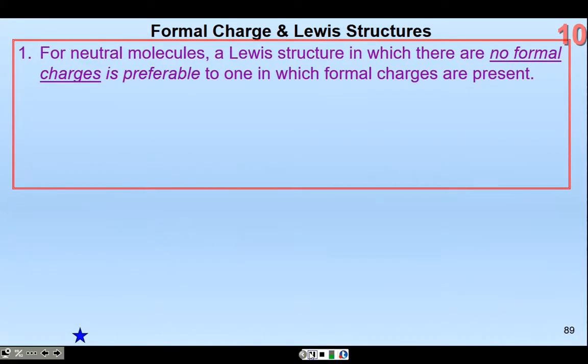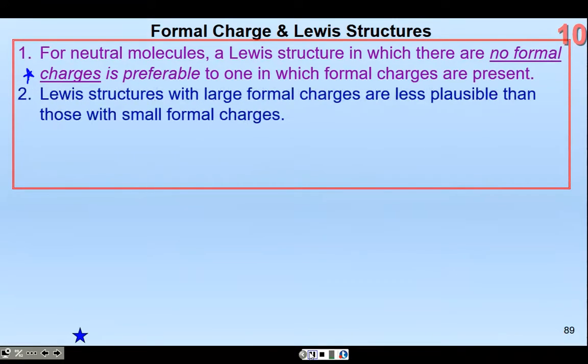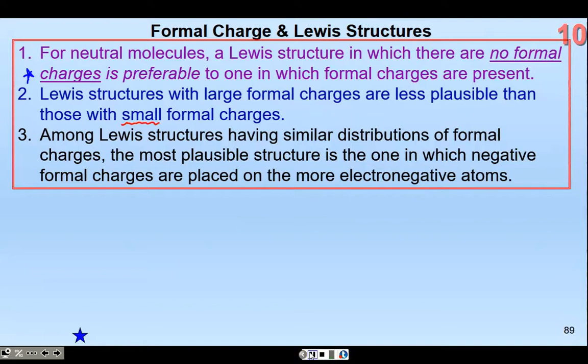For a neutral molecule, the Lewis structure is preferable when there are no formal charges. In other words, 0 and 0 is good, so that one is preferred in the second choice that we just worked our way through. Lewis structures with large formal charges are less plausible than those with small formal charges. Again, 0 is less than 1 that we had in the previous example. So we would prefer small formal charges, and we'll select those as better choices.